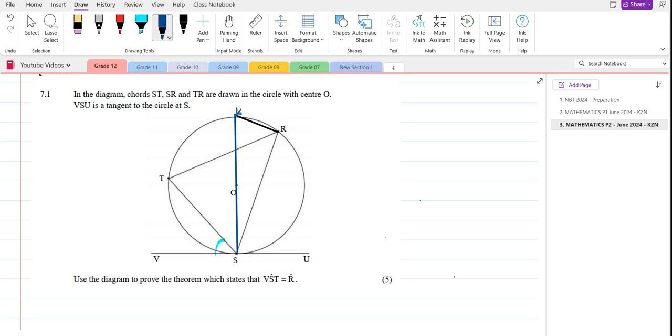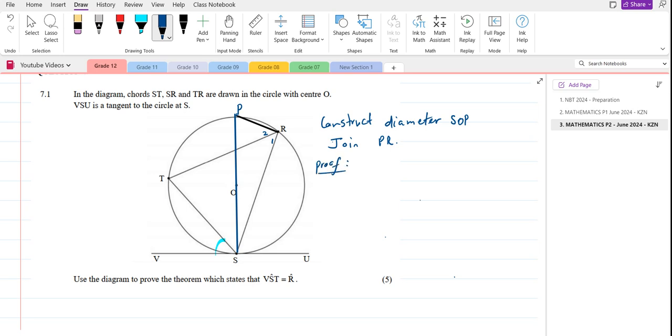So you should write construct diameter SOP. Let's call it SOP, and then join PR. Right, so we did this. Now we can write, call it R1 and R2. Now your proof comes here.